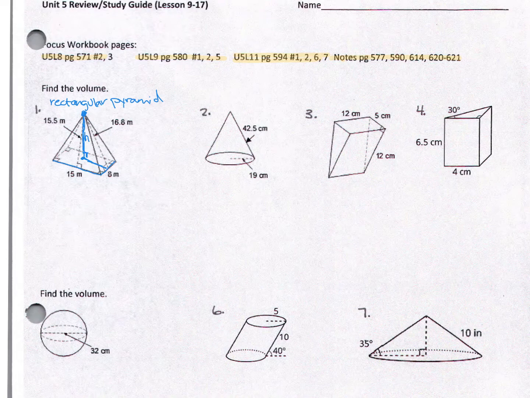It's a little harder on my iPad to make it as visible. But this is a right triangle where one side is H, one side is 16.8, and this other side down here I know is 7.5. I know that because if the entire side of the rectangle is 15, then from the center to the side will be half that. So I can find step 1, H, by using the Pythagorean theorem.